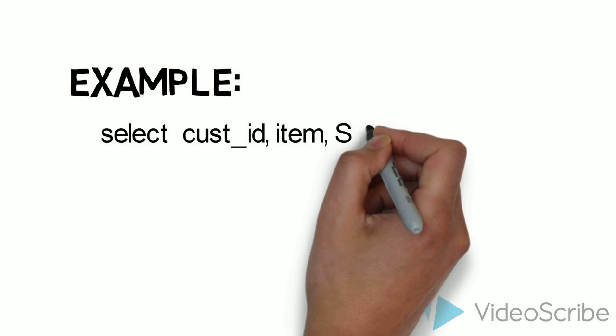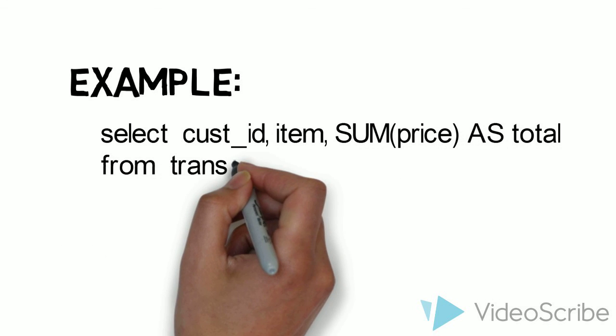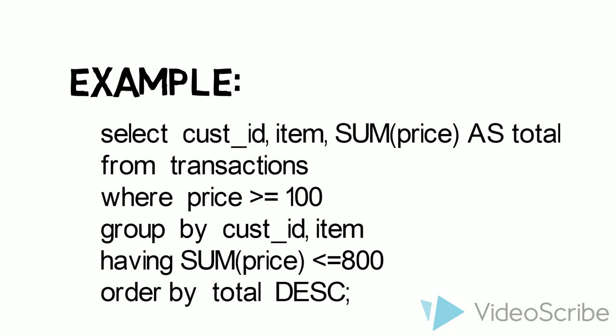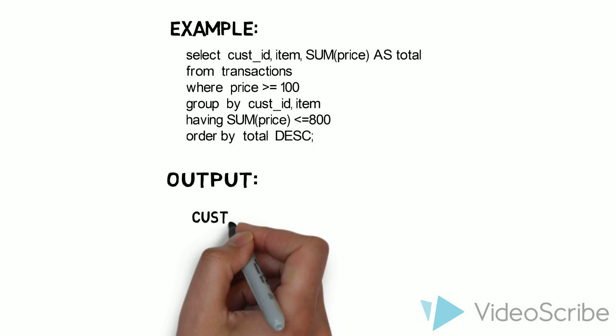The syntax for having statement looks something like this. Let's take our previous example where we are rolling up our transaction data at customer ID and item level. In this, having is filtering out all the records where the sum of price is less than or equal to 800. Can you guess the output?